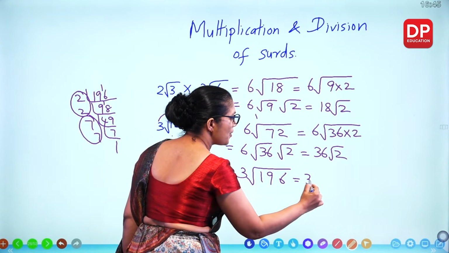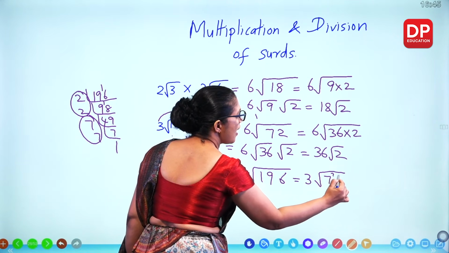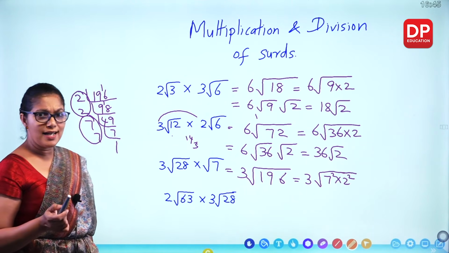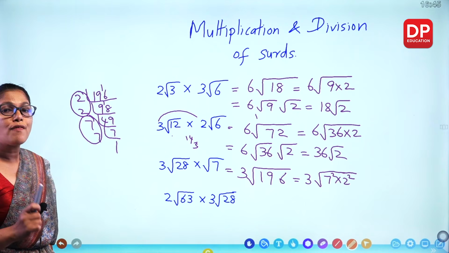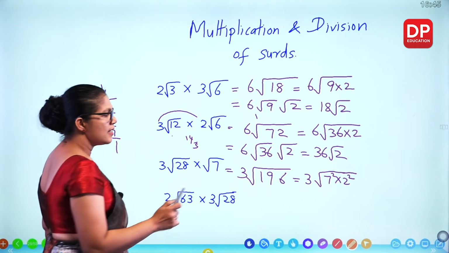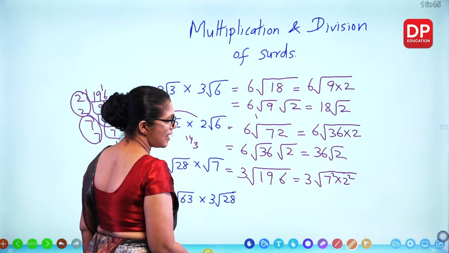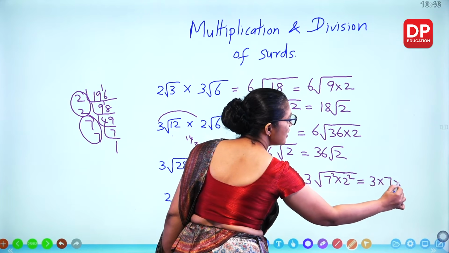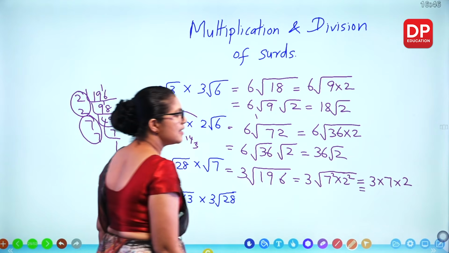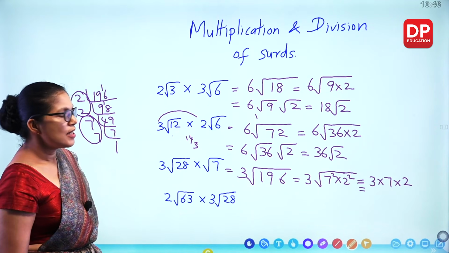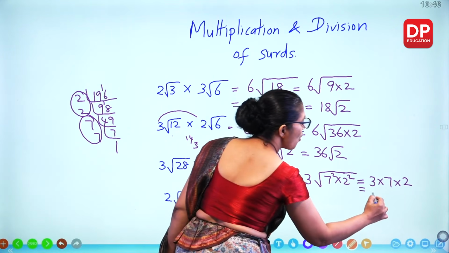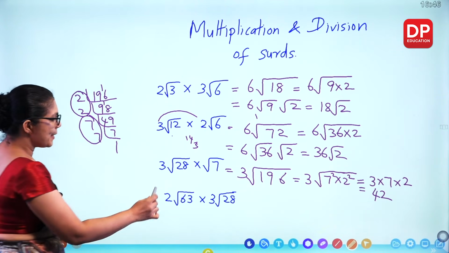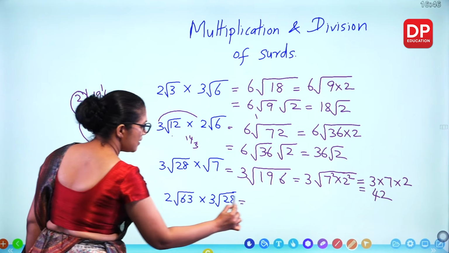I can write 3, 7 squared and 2 squared. So in grade 10, you learned how to find out the square roots. So here square root and square term get cancelled out. What you get? 3, 7 and 2. So what's the answer? 7 times 3, 21. 21 times 2, 42. This one, you can multiply separately the whole numbers.